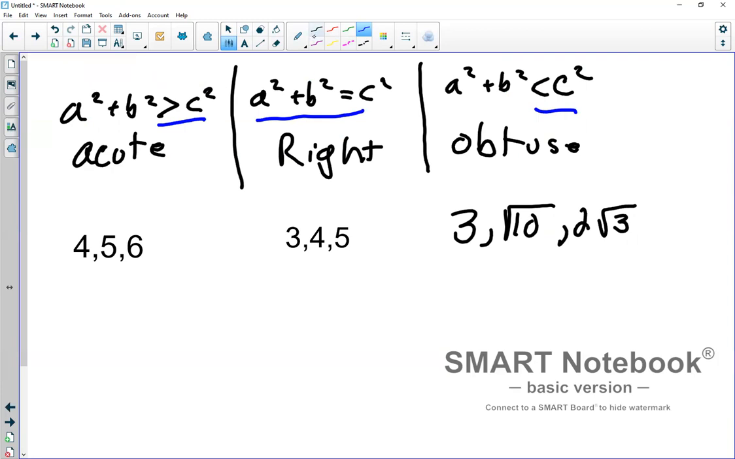So on the test, I'm going to give you 3 numbers and you're going to tell me: is it acute, right, or obtuse? You also need to show me that you set it up correctly. You can't just guess one of the three or you won't get any credit.